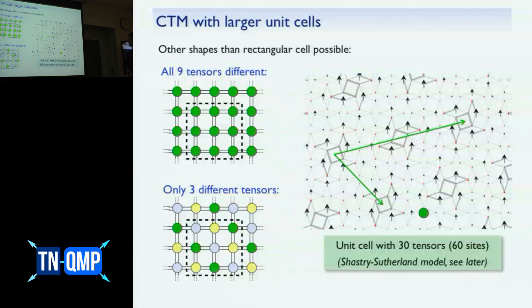Of course, the more tricky part is that when you increase your unit cell sizes, then the optimization can become more tricky, so that you're not stuck in a local minimum.